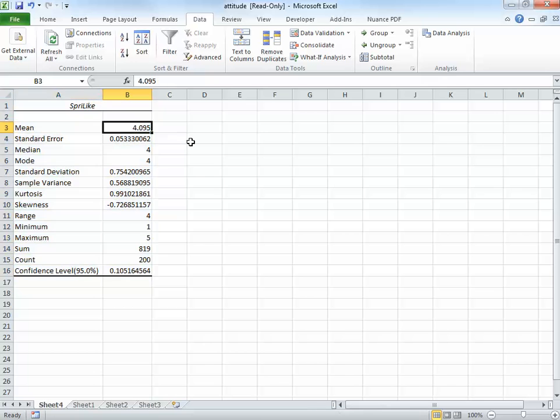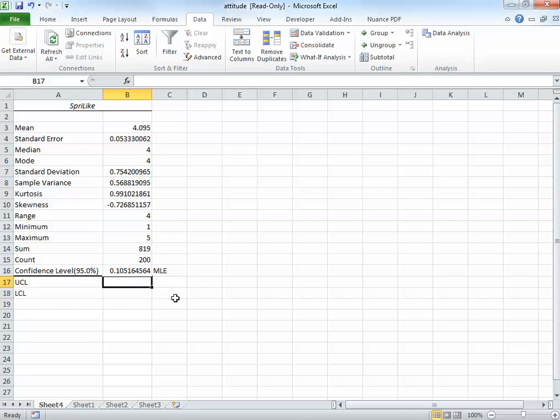So on average, people like the Springdale Mall at a measure of 4. So it's not a 5, but it's not a 1. It's something higher than the middle, or the 3. 3 is kind of a neutral area. But we're given one additional statistic here at the bottom. So if we wanted to know the upper confidence level and the lower confidence level, this confidence level term right here is that margin of error.